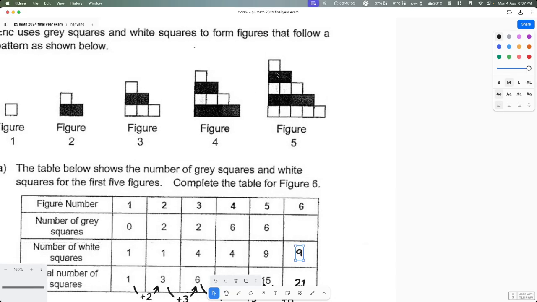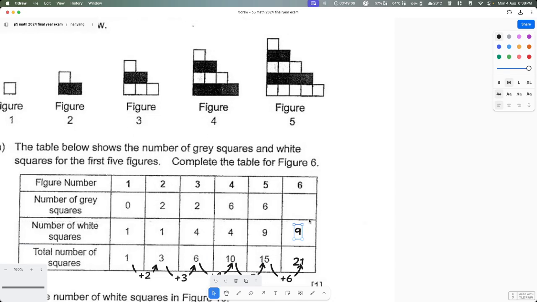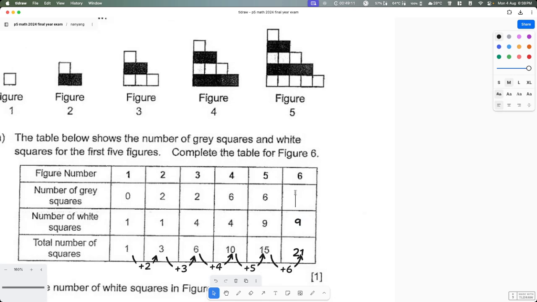Then if you see over here, it starts from 2. And then after that, for the gray squares, it adds 4, right? Then total will be 6. So that means the next one will be 2, 4, 6. So we add 6 in this case. So this will be 12 in this case over here, right? Okay.